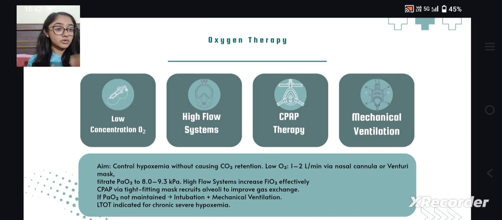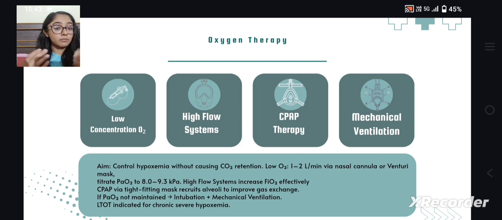We could do it by the nasal cannula or the tight fitting mask, which will improve the gas exchange. The mask will do it, and via the cannula we can give the oxygen if there is low oxygen, but these both are not that much relevant in today's cases.